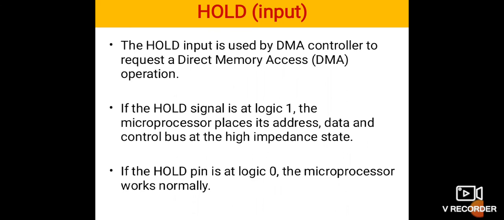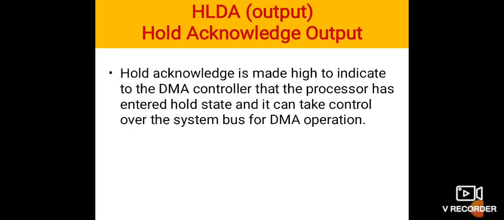So hold acknowledgement is an acknowledgement signal for the hold signal. This is made high to indicate that the DMA controller is in process, and it can take over the system bus for the DMA operation. That's what I mentioned in the previous slide.